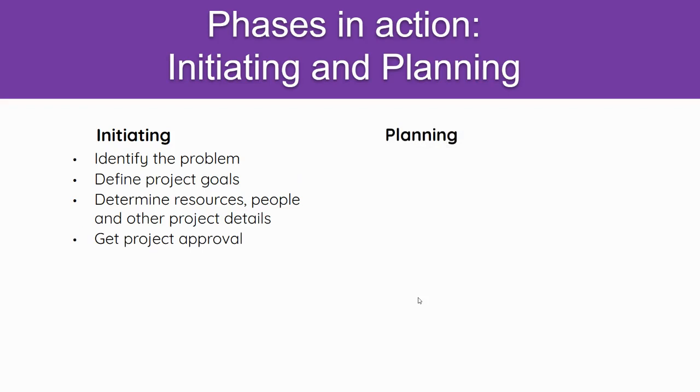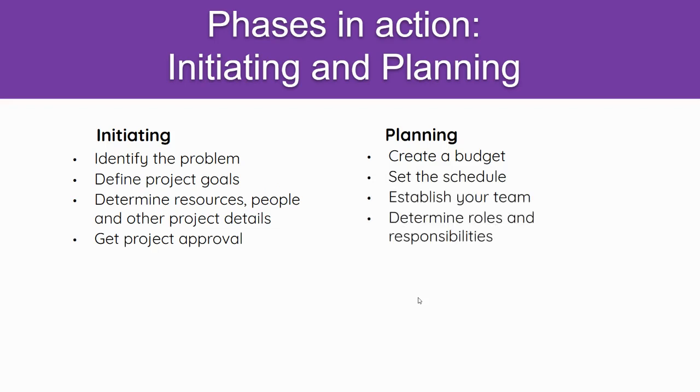In the planning phase, we create a budget, we set the schedule, we establish our team, we define roles and responsibilities of team members on the project, we plan for risks and change on the project, and we establish communications on how we're going to communicate as a team, because communication is very important in project management. So we need to establish a strong communication strategy that will help us communicate throughout the project to achieve the project goal.